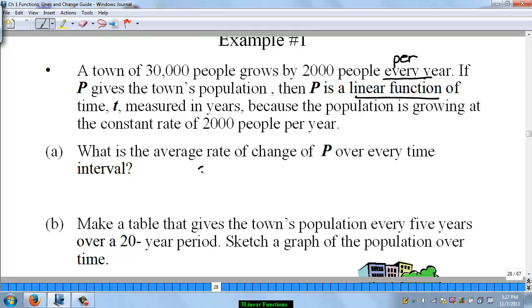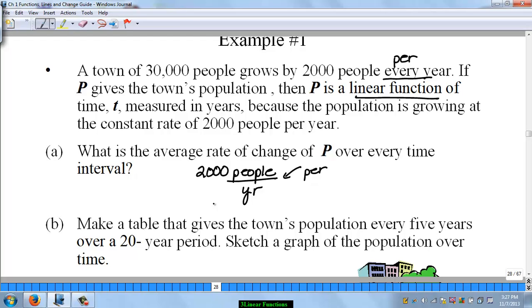Well, they just said it's 2,000 people per year. This line right here stands for per, and these are your 2 units. And I always tell you, if it purrs and it's not a kitten, then it's a rate. So this is a constant rate. Every year it's increasing 2,000 people per year.